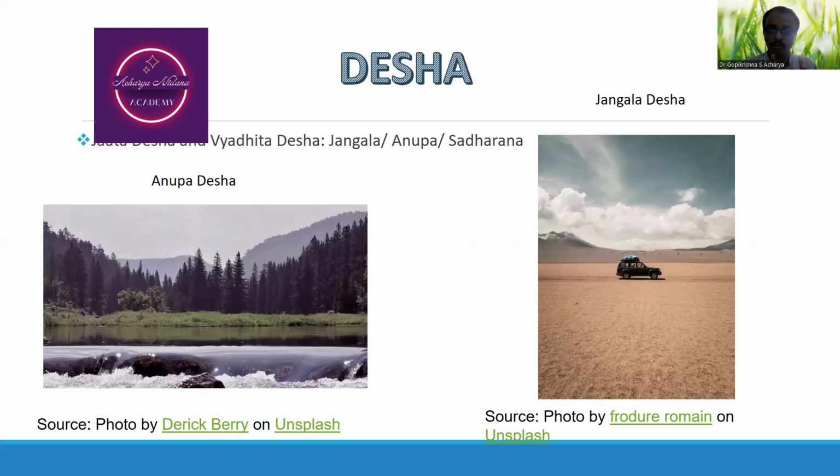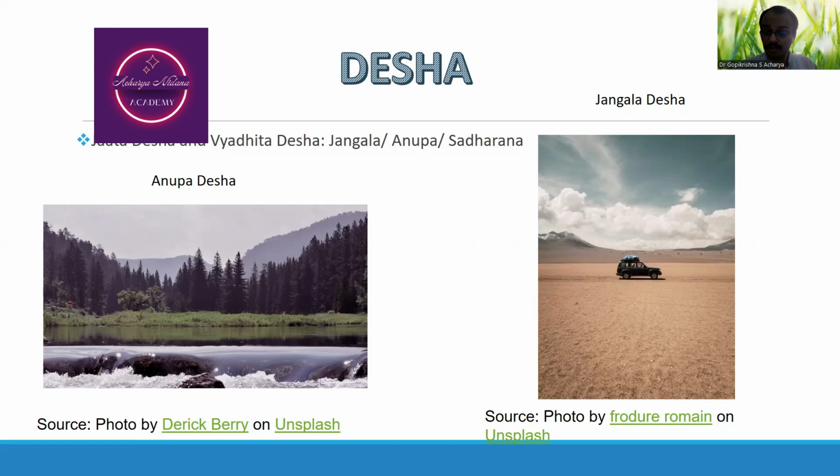So this is the image that is showing Anupadesha. That means more places where there is a possibility of the presence of water, probably stagnant water, where the water level is very high, with abundant water. Whereas the other image is showing very little amount of water on the surfaces.